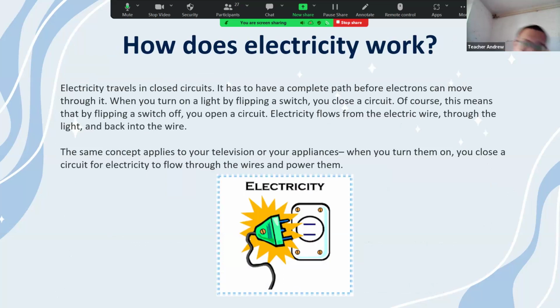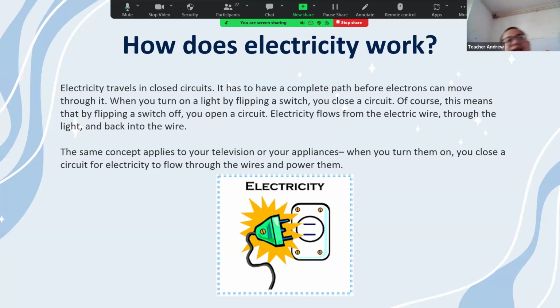Next up, how does this electricity work? As mentioned in the past lessons, electricity travels in a closed circuit. It has to be a complete path before the electrons can move through it. Just now you saw some of the homework being submitted. One of the diagrams had an opening in the circuit. When you have an opening in a circuit, it is not a complete path, and electricity cannot pass through.